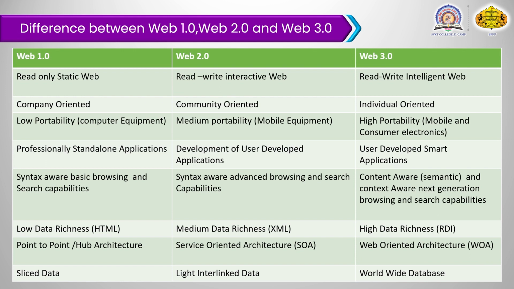In Web 1.0, low data richness, that is, it was using HTML, whereas in Web 2.0, it was using XML, and in Web 3.0, it is now using RDF, with high data richness. In Web 1.0, it was point-to-point hub architecture. In Web 2.0, it is service-oriented architecture. In Web 3.0, web-oriented architecture was there. Web 1.0 was using sliced data, whereas in Web 2.0, lightly interlinked data was there. And now in Web 3.0, a worldwide database is used.